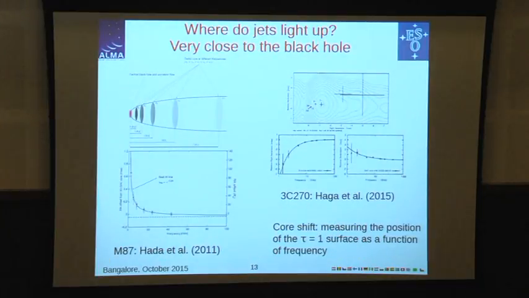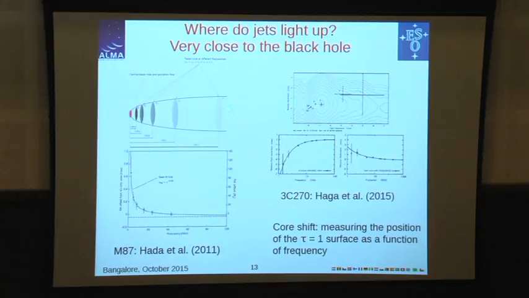So my next topic is where do the jets light up? We observe them at a whole range of wavelengths, but where do they actually turn on? Where does the radiation come from? The answer to that is now rather precisely known in the radio for nearby radio galaxies. So here are two examples. One is M87 and the other is 3C270. I haven't made a spelling mistake. These two have almost the same names, but not quite.